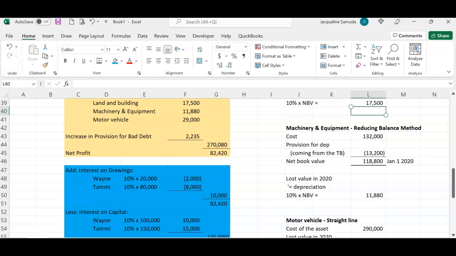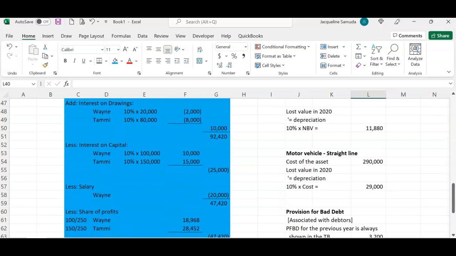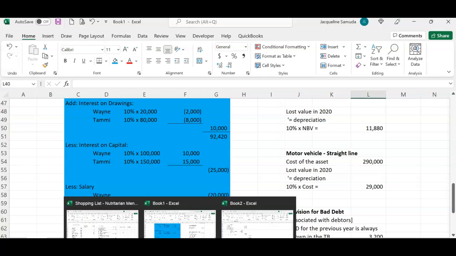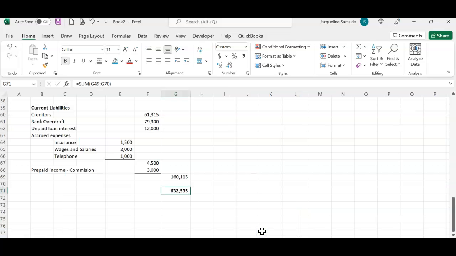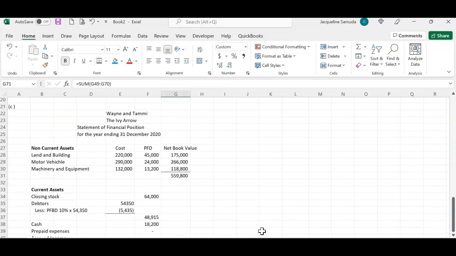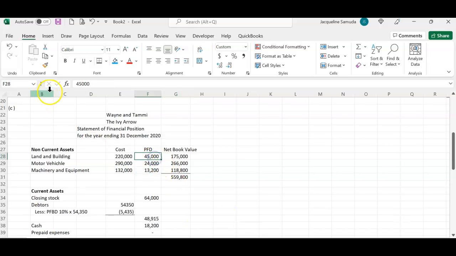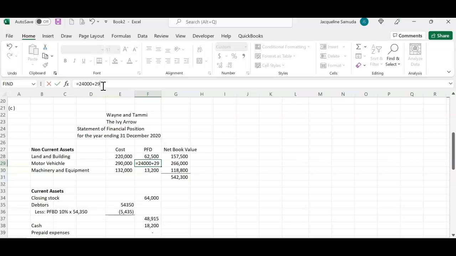Right, so I'm going to now go back to my worksheet and adjust these old provision figures to reflect the new data. So we're adding on to this 17,500. We're adding on to this from motor vehicle 29,000, and we're adding on to the machinery and equipment 11,880.